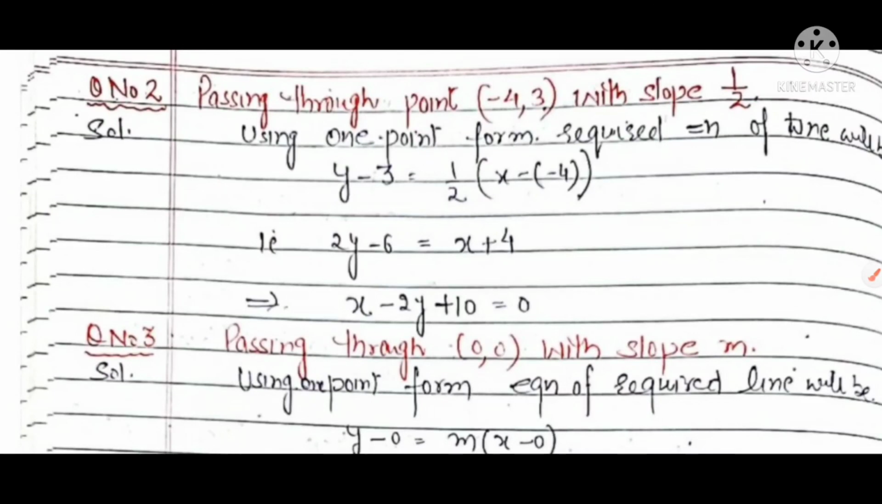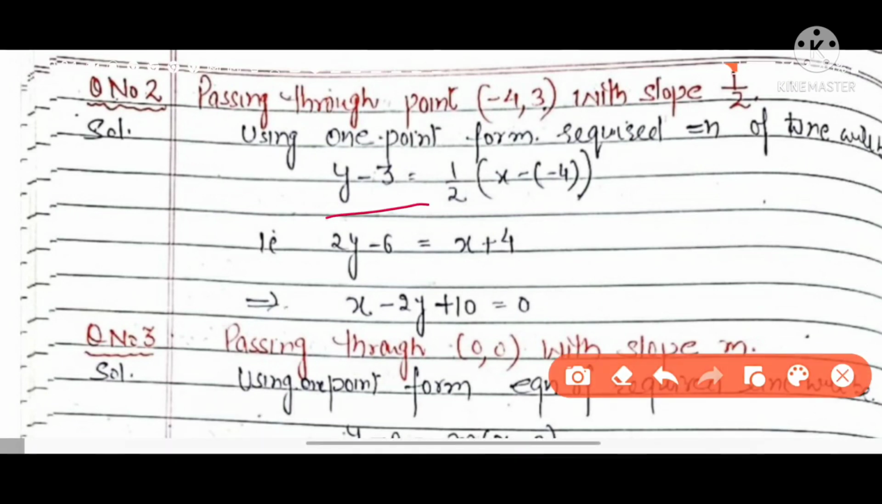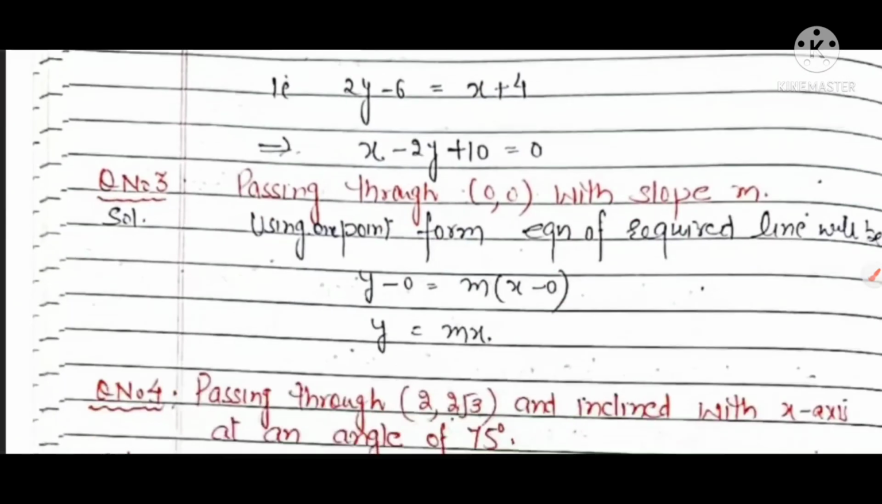Next, passing through point (-4, 3) with slope 1 by 2. This is a very easy question for you. You can easily solve this. One point is given and slope is given, so by using point slope form, y minus y1 is equal to m times x minus x1, by simplifying, x minus 2y plus 10 is equal to 0.